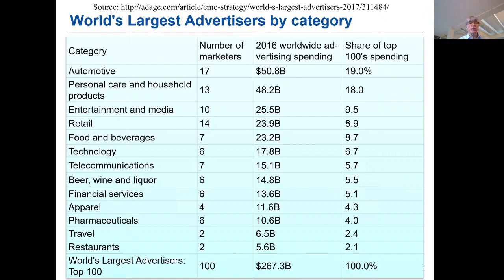Here you see the largest advertisers by category. You see the Daimlers, Volkswagens, BMWs, GMs, and so on, and the Teslas. They invest a lot, almost 20% of the top 100 spending of these 267 billion comes from the automotive sector. Personal care is what you just saw. Also entertainment and media, you will get a lot. Retailing is also important. In Germany, you always get Edeka or Rewe and Aldi and Lidl advertisements. That's the same in other countries.